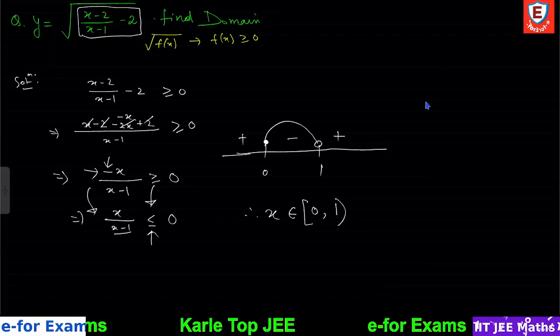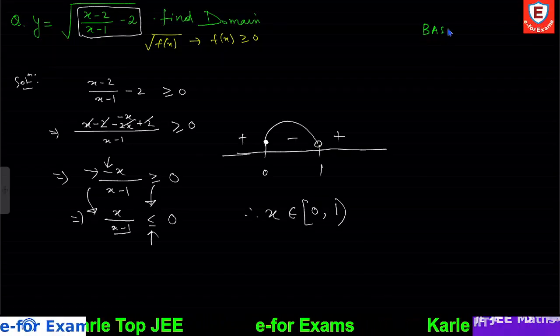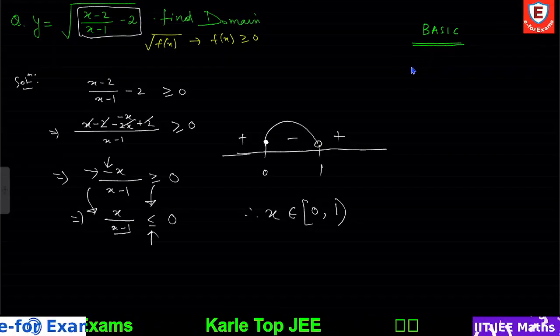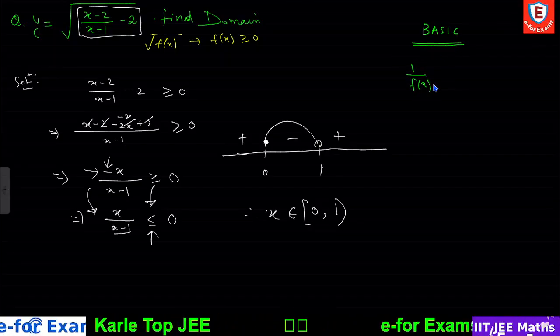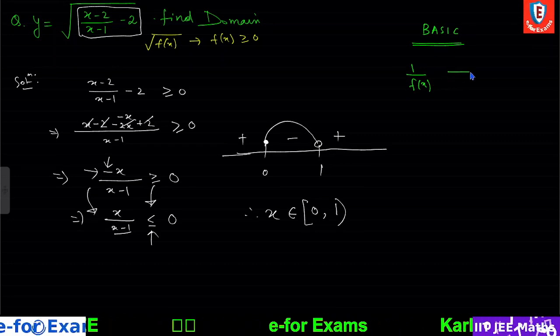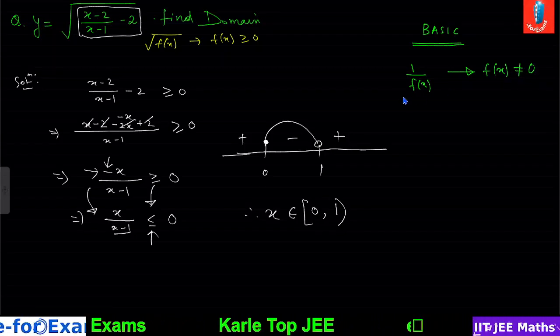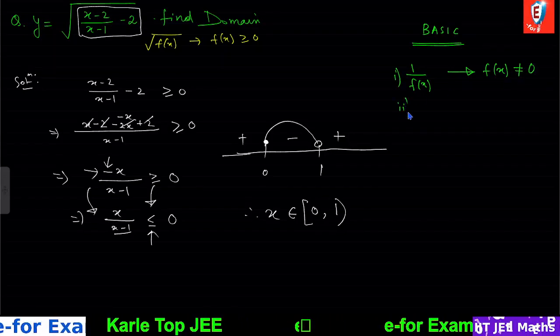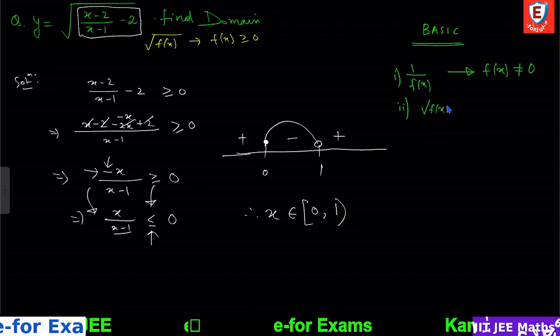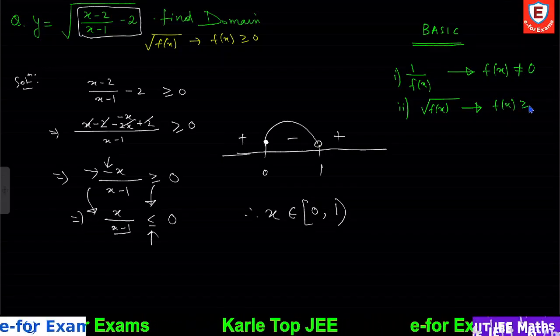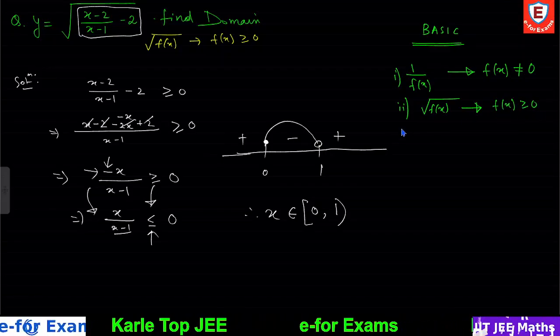Write down this note. This is a basic note. Basically, there are 3 types of questions. Number 1: 1 by f of x. If you get the 1 upon f of x format, then always equate f of x not equal to 0 and solve. Number 2: if it is root over f of x, root over is defined only for non-negative, so f of x must be greater than or equal to 0. You must use this to solve.